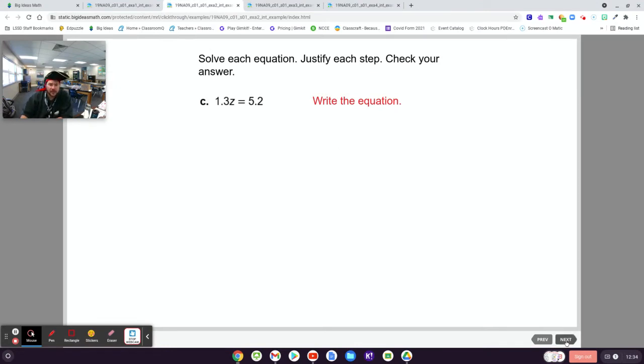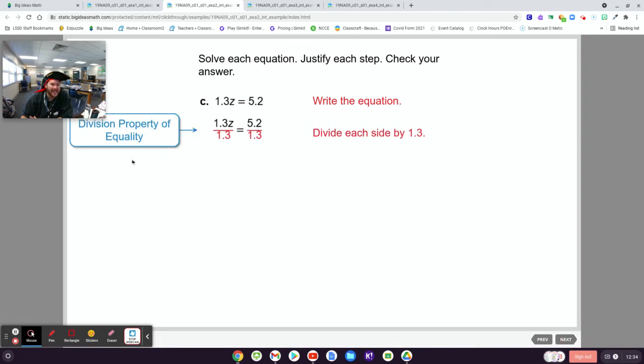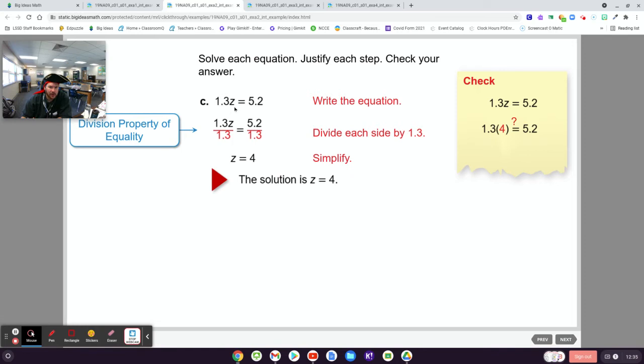Okay, so this means multiply. 1.3z means to multiply, so the opposite of that is dividing. So you want to use the division property. Divide each side by 1.3. The 1.3 will cancel out, leaving you with just z. 1z equals 4, because 5.2 divided by 1.3 is 4, which again, you should plug in and check it. So does 1.3 times 4 equal 5.2? Why, yes. Yes, it does. So that is the correct answer.